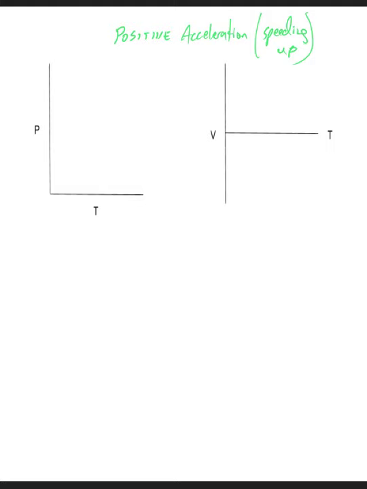So to show something speeding up on a position time graph, we're going to have a slope get steeper. So this would be positive acceleration or speeding up on a position time graph because that slope is getting steeper. It's steeper at the end than what it was at the beginning. And this would also be increasing speed. It's steeper at the end than it was at the beginning.